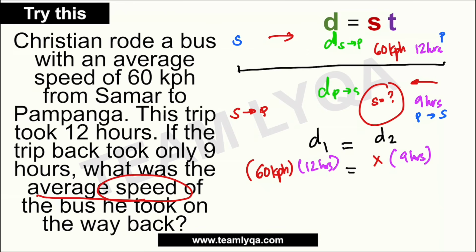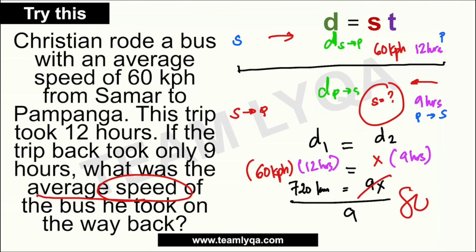Ang gagawin lang natin, 60 times 12. So, that would be 720 kilometers is equal to, and then 9x. Tapos, ang gagawin natin ngayon is to divide both sides by 9 para makancel natin itong 9 na ito. So, 720 divided by 9, ang magiging sagot dyan ay 80. So, ang sagot ay 80 kilometers per hour ang speed niya pabalik.